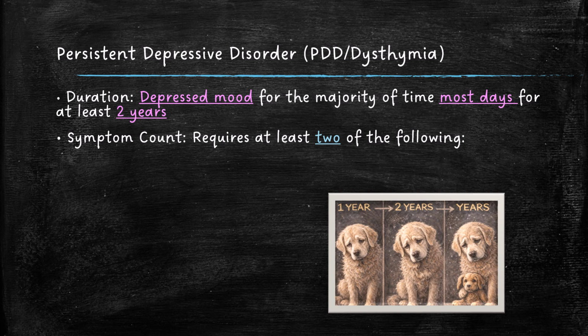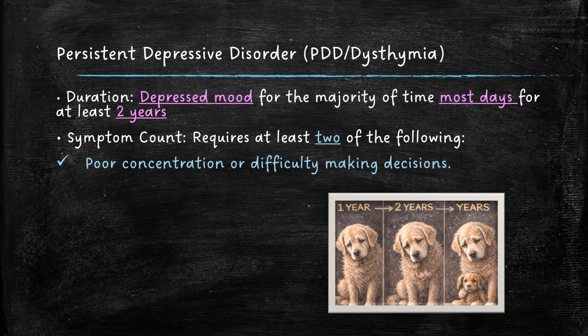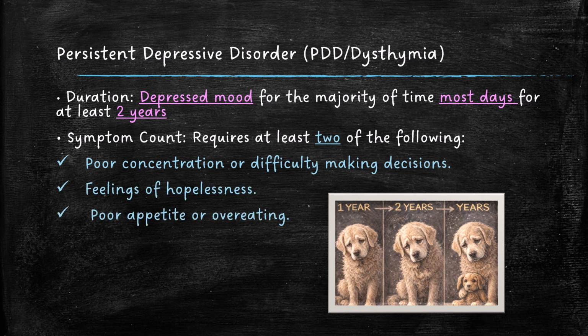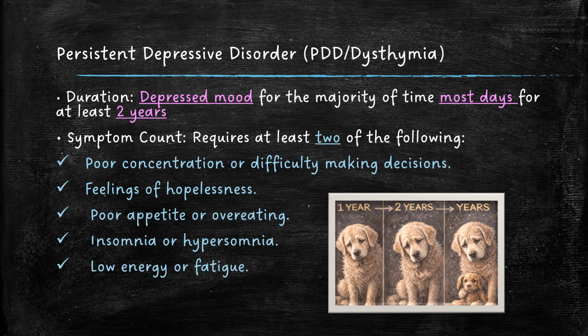That's the timeline they're looking for. The symptom count must be at least 2 of the following: poor concentration and difficulty making decisions, feelings of hopelessness, poor appetite or overeating, insomnia or hypersomnia, low energy or fatigue, and low self-esteem.